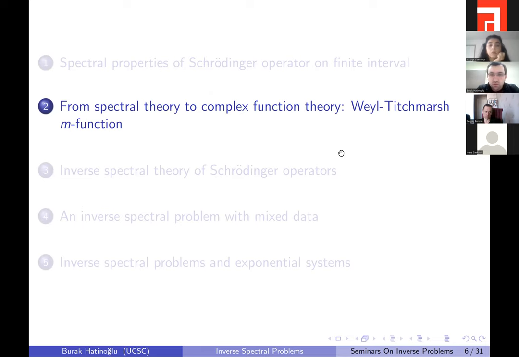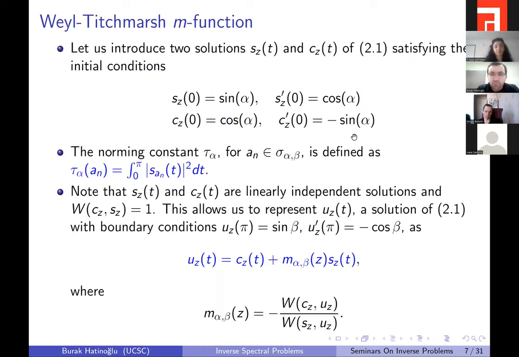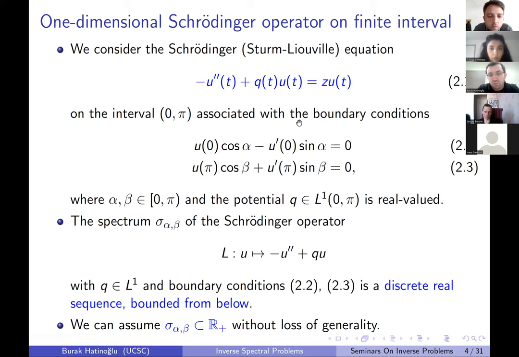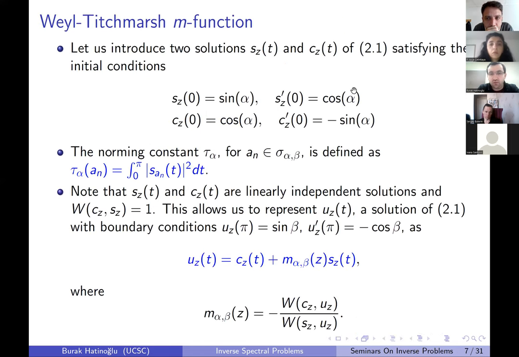Next, let's talk more about the Weyl-Titchmarsh M-function. How do we introduce this? First, we introduce two solutions, S and C, which satisfy the Sturm-Liouville equation with given initial conditions. If we recall the original equation, we pick the first initial condition with alpha, and then consider equation 2.1 with these given initial conditions. The reason they are denoted by S and C is that if we consider zero potential, these functions just become sine and cosine.